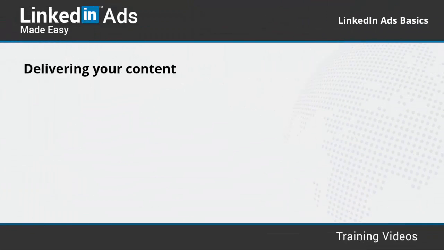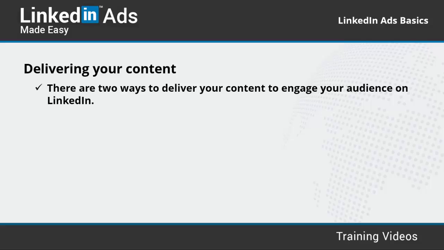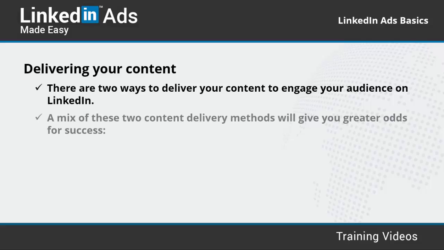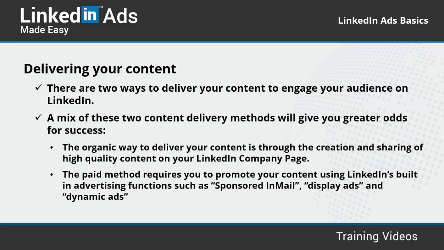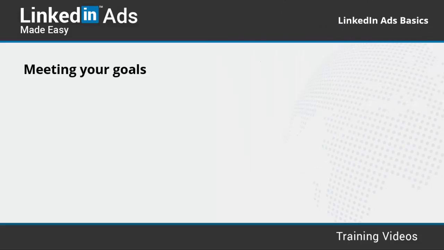Delivering your content. There are two ways to deliver your content to engage your audience on LinkedIn. A mix of these two content delivery methods will give you greater odds for success. The organic way to deliver your content is through the creation and sharing of high-quality content on your LinkedIn company page. Organic reach will be achieved when people start finding and sharing the content with their professional peers. The paid method requires you to promote your content using LinkedIn's built-in advertising functions such as sponsored InMail, display ads, and dynamic ads.